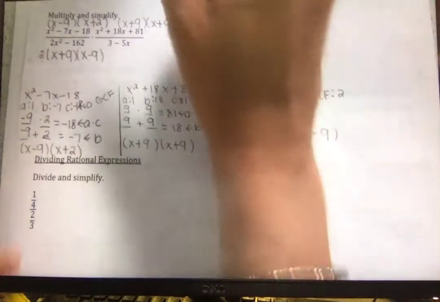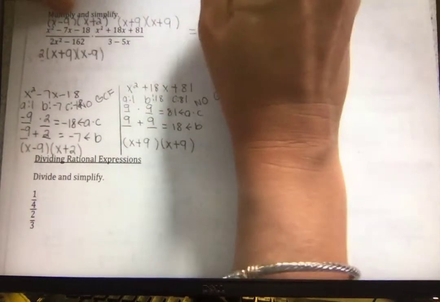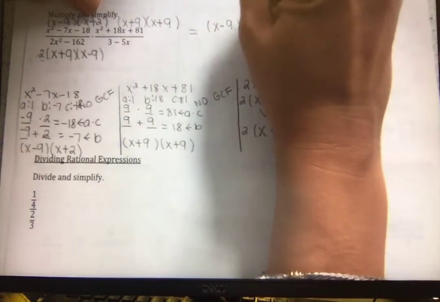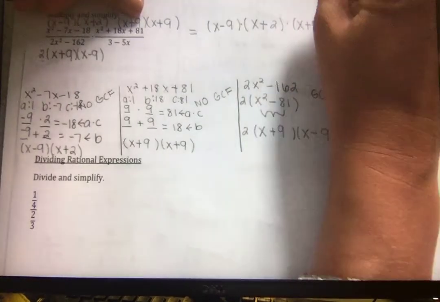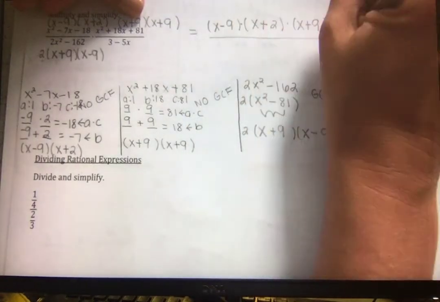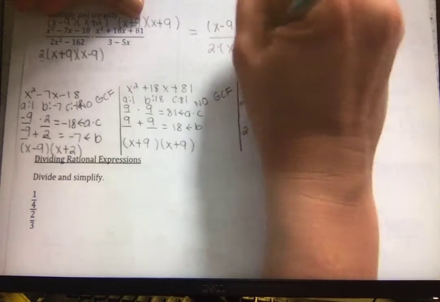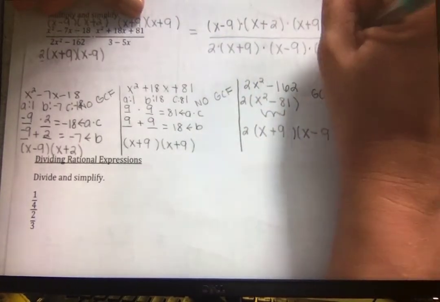So now putting everything together, multiplying across, we have x minus 9 times x plus 2 times x plus 9 times x plus 9 all over 2 times x plus 9 times x minus 9 times 3 minus 5x.